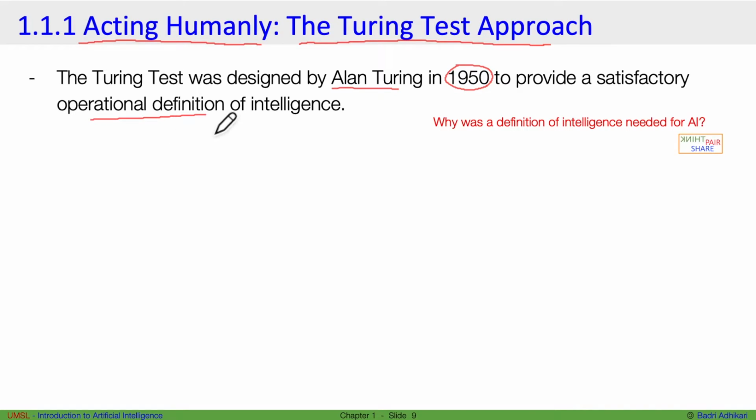satisfactory operational definition of intelligence. So he set out to define intelligence, an operational definition of intelligence, so that we could design intelligent agents. The definition of intelligence was needed for AI because the goal of AI was to build artificial intelligent agents. So unless we had a working definition of intelligence, how can you design artificial intelligent agents?